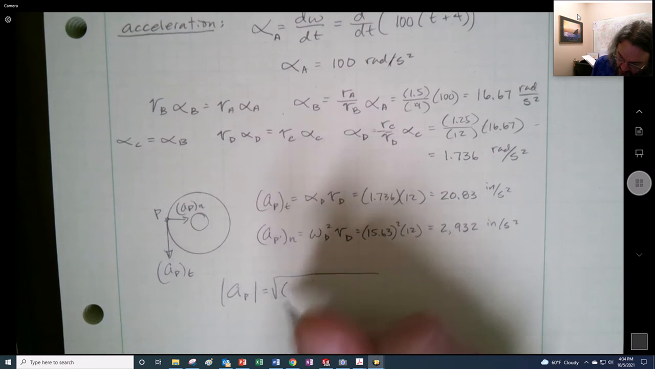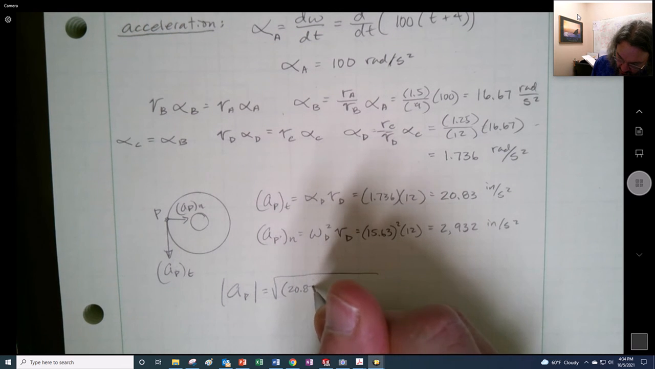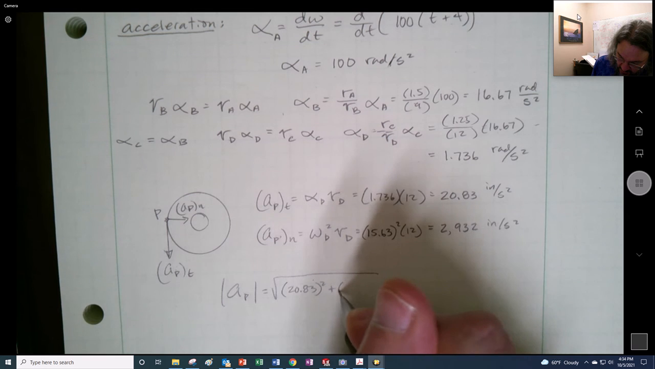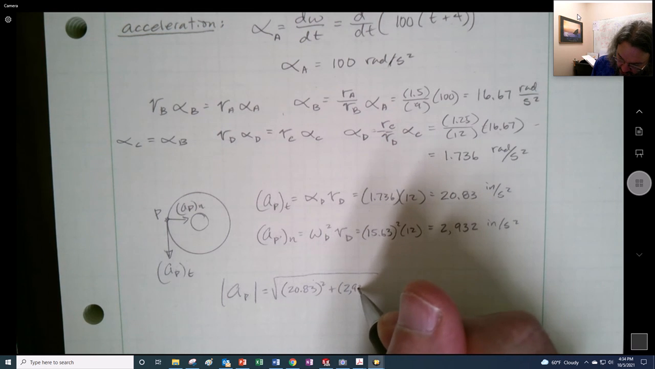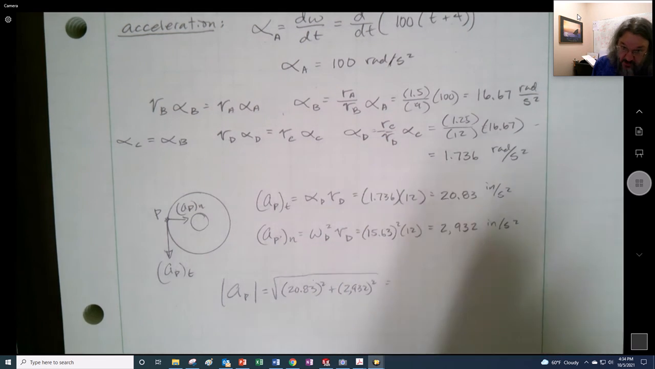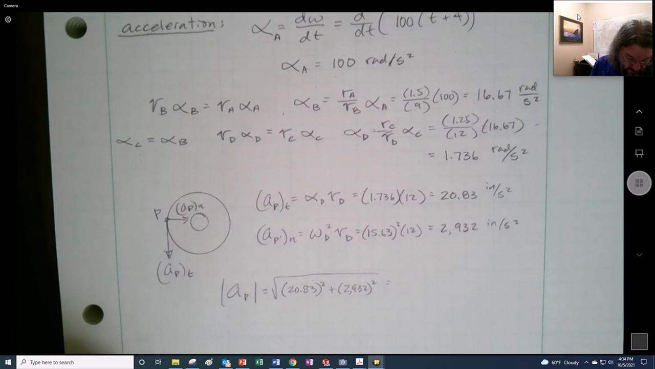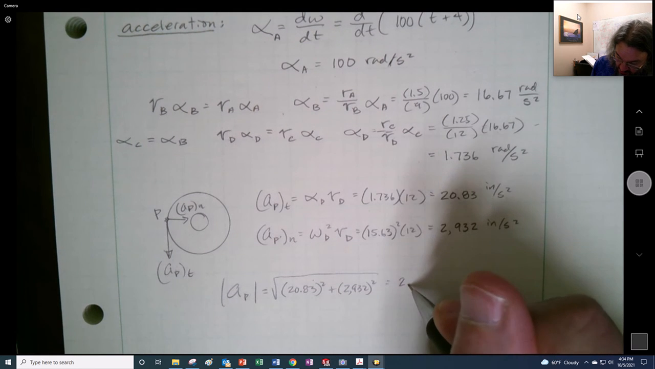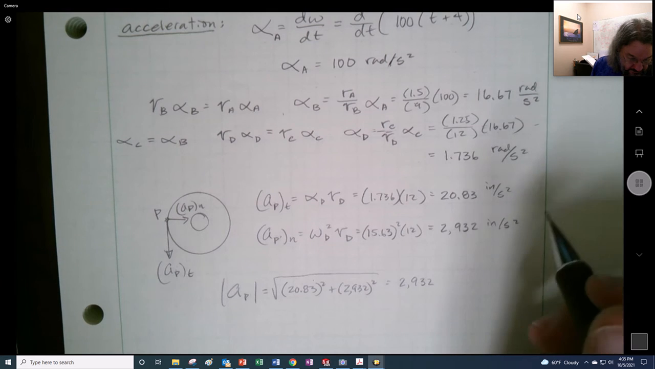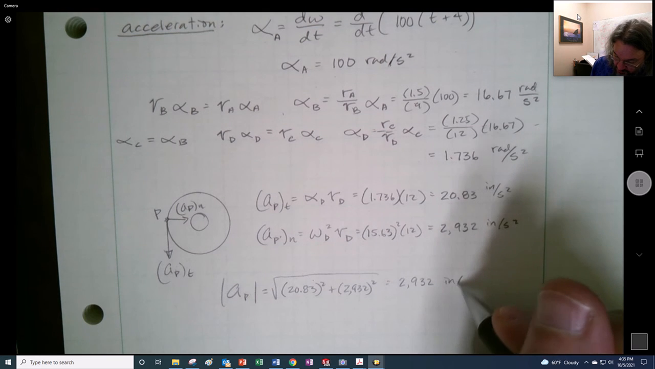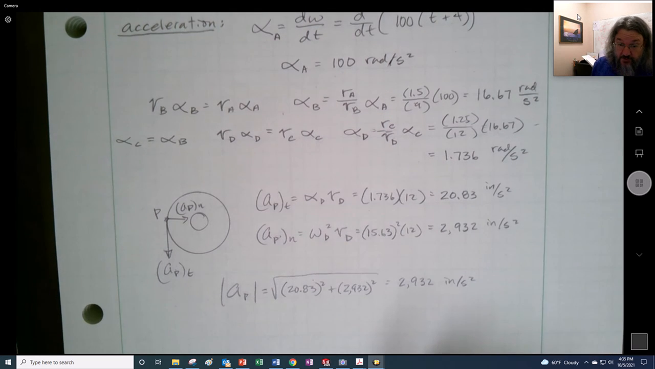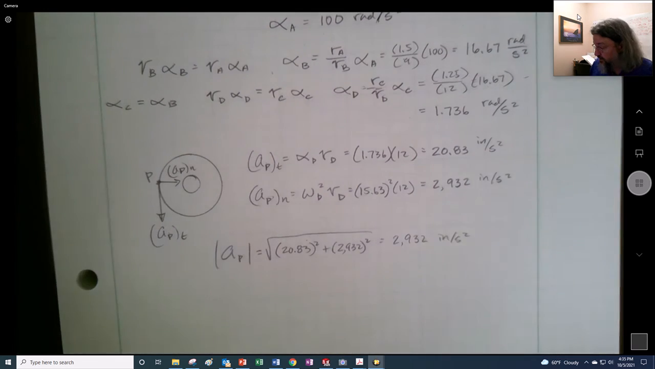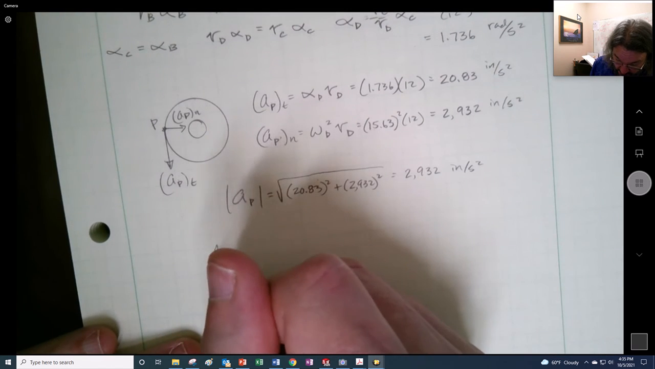That's all right. We'll say that it's 20.83. And this is so small compared to the other one that it's probably not going to change hardly even noticeably. But let's try it anyway. That squared and that squared and add them together. And sure enough, it didn't change at all. 2,932 inches per second squared, right? Which may be better to do in feet per second squared. But here are the answers.